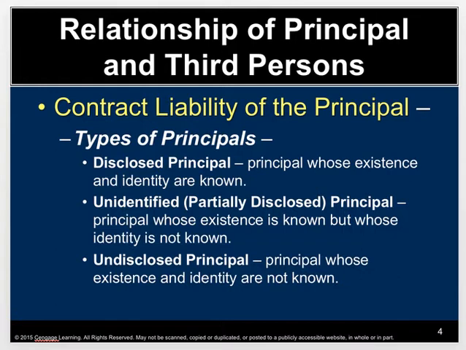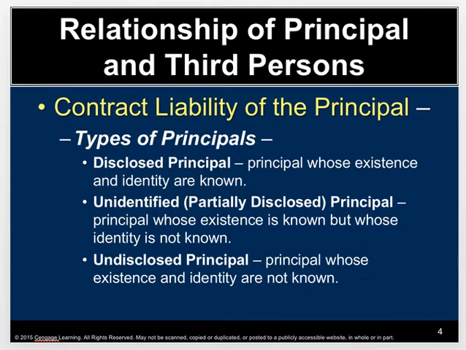Then we have something called an unidentified or a partially disclosed principal. In that type of relationship, let's keep using my real estate transaction here, you know that you are dealing with an agent, so you know that there is a principal, but you don't know who that principal is.